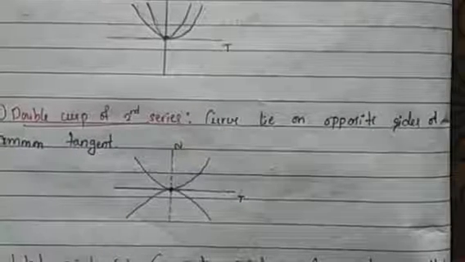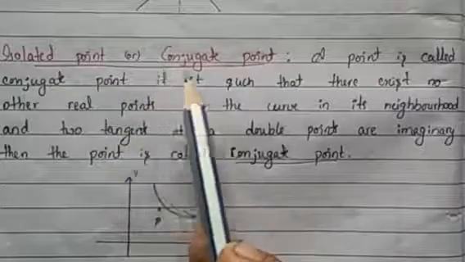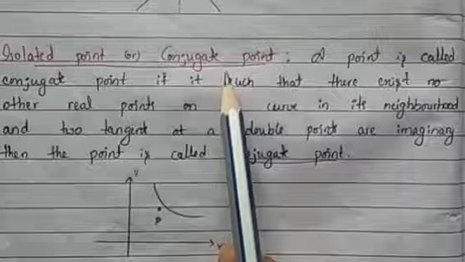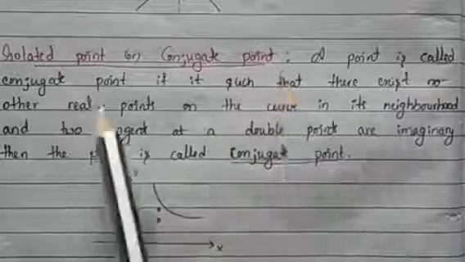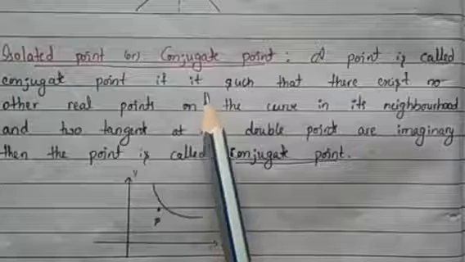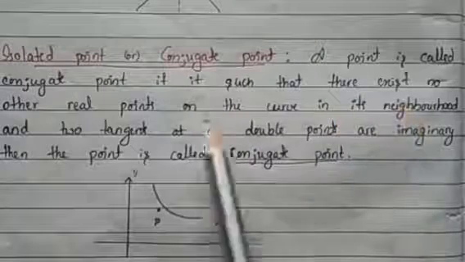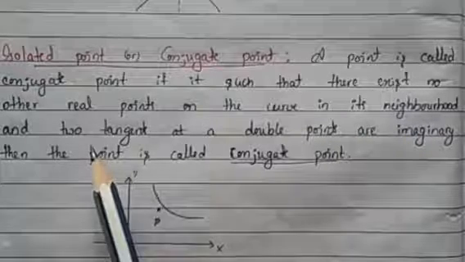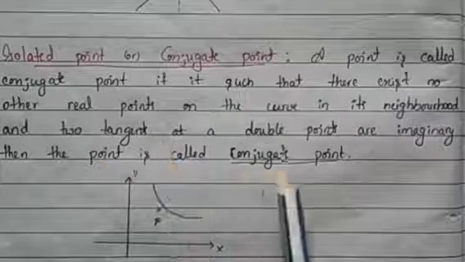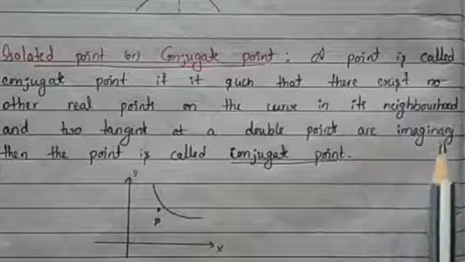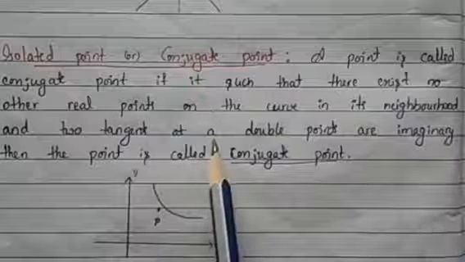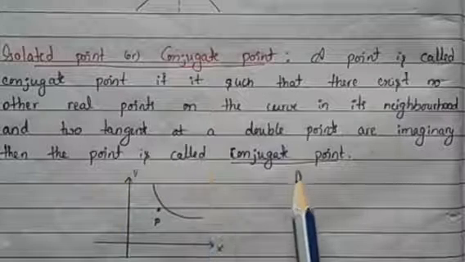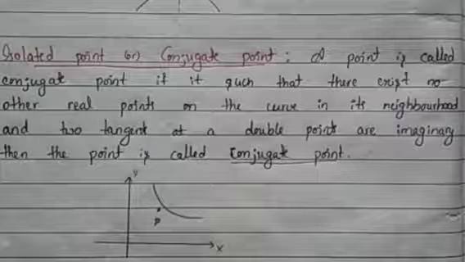The next point is isolated points or conjugate points. What do isolated points and conjugate points mean? A point is called a conjugate point if there exist no other real points on the curve in its neighborhood and the two tangents at the double point are imaginary. Then the point is called a conjugate point or isolated point.